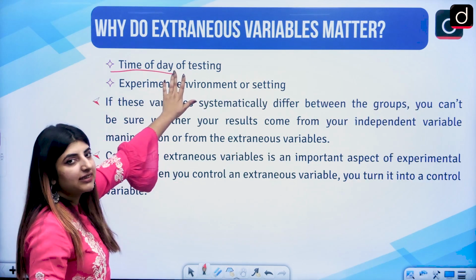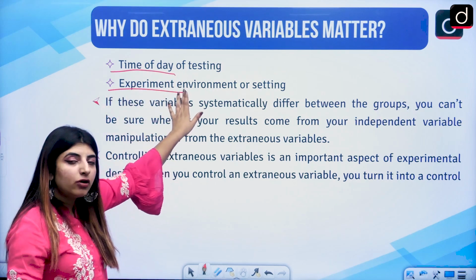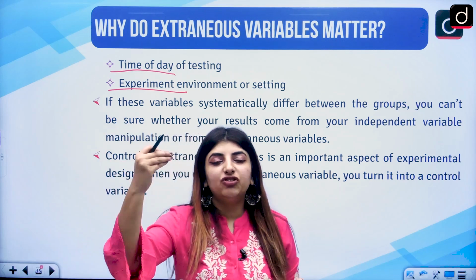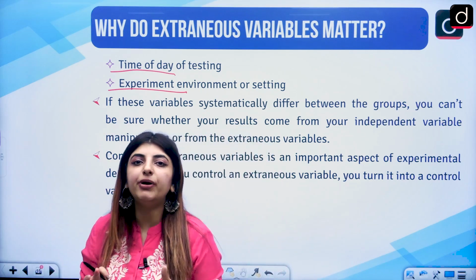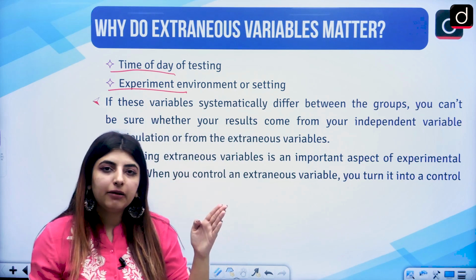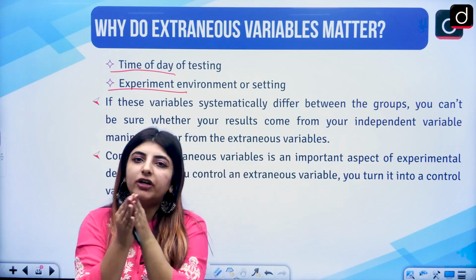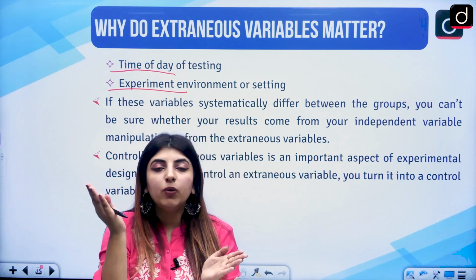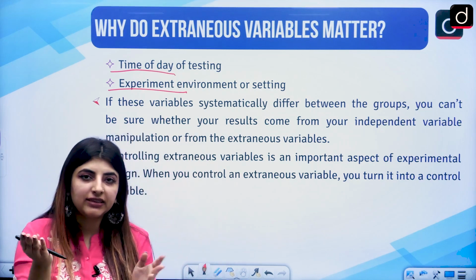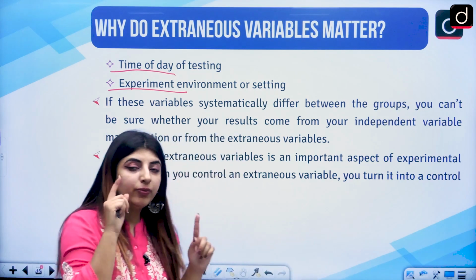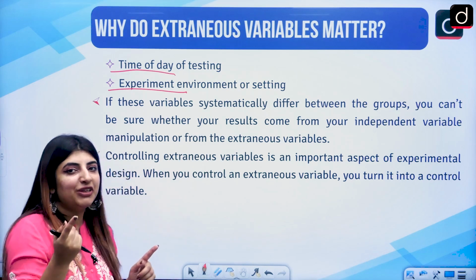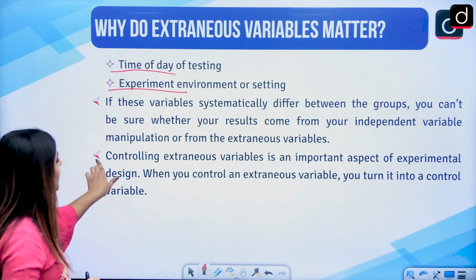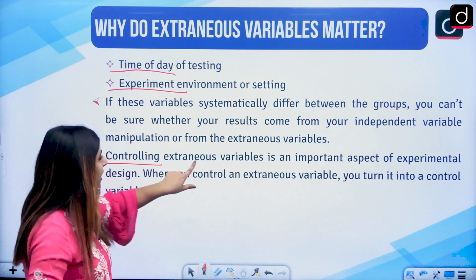Time of the day of testing, experimental environment or setting. So these are the potential, let's just say, extraneous variables which can hamper our research thoroughly, because we just wanted to see the white lab coat's effect on scientific logical thinking. But now we are seeing that students who were interested in science, that is also having an effect. So we got confused between the relationship of independent and dependent variables, right? So these variables should be controlled.